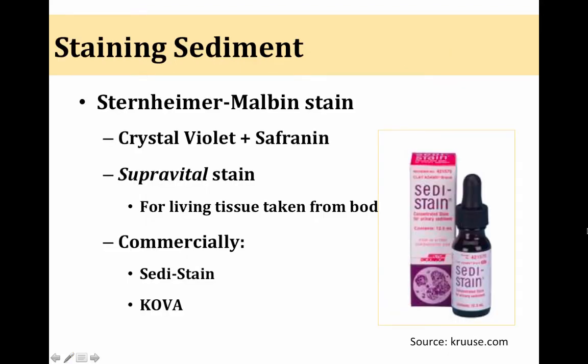Just a reminder that when we're staining sediment, we use the classical stain called Sternheimer-Malbin stain, and it's a combination of crystal violet and safranin, and those of you who have had microbiology will be familiar with those two stains. It's considered a supravital stain because it's used for living tissues taken from the body. Now, commercially, we're familiar with it under the names of SETI stain or COVA stain.